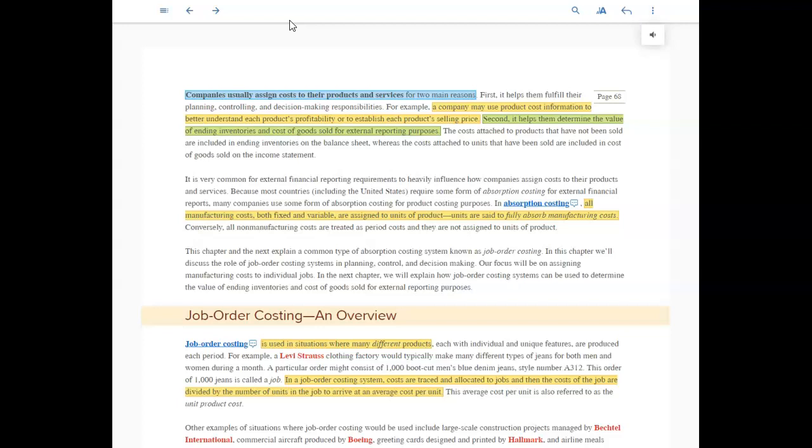Now, we have a lot of terms in this chapter as well, just like the first chapter, and the first one popping up is absorption costing. This just says that all the manufacturing costs, both fixed and variable, are assigned to the units of a product. So the units fully absorb the manufacturing cost. So when we talk about jobs here in a minute, you can see job order costing at the bottom of the page. When you have a job being produced, you need to assign all the materials, all the labor, and all the overhead, both fixed and variable, to that job. So this gets you the complete cost of that job, that item being produced.